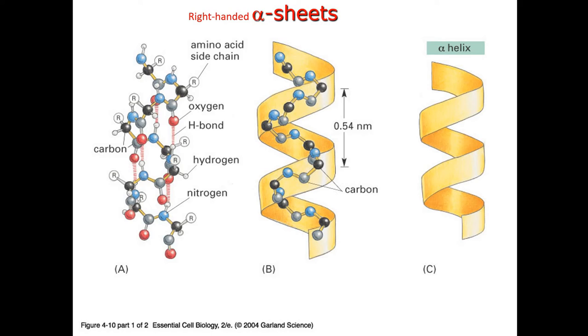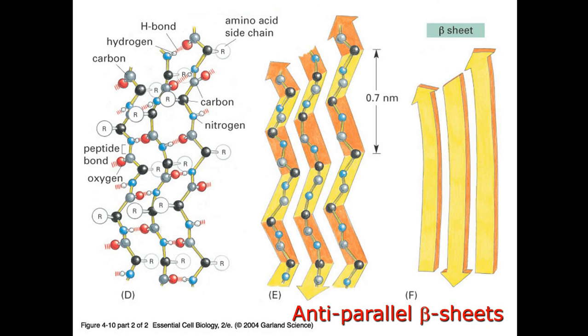In figure B you are able to see that between each helical structure there is a distance of 0.54 nanometer. Okay, you can also see the carbon atoms. Again in figure C you can see the helical structure. Now there is a folding of the different helical structures. They fold with each other and make hydrogen bonds with each other, resulting in the formation of beta pleated sheet.